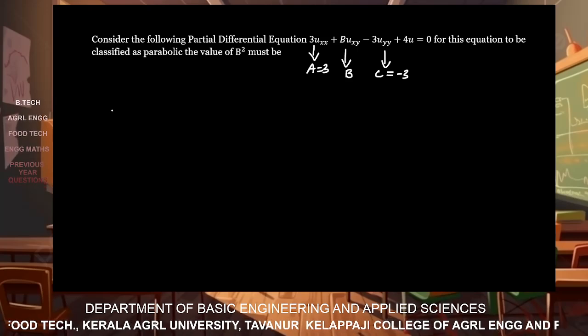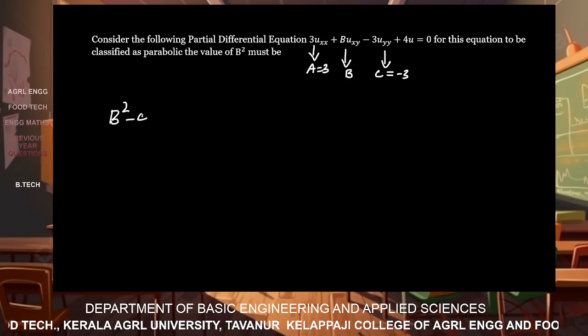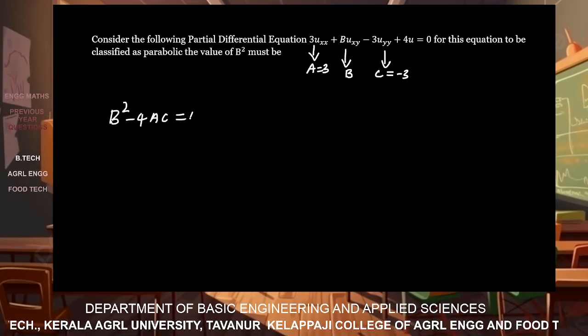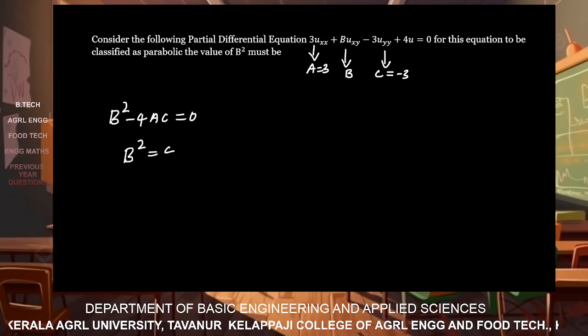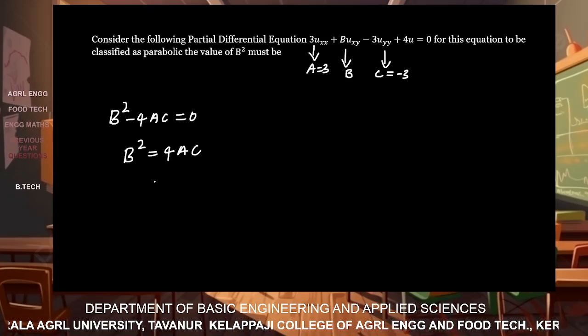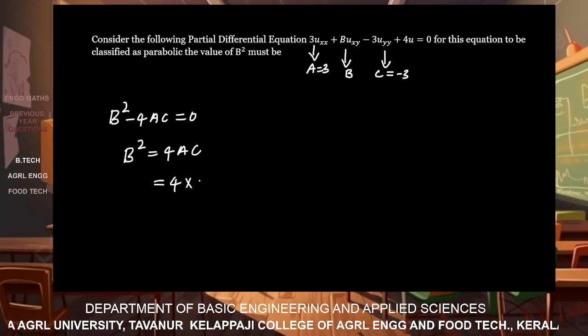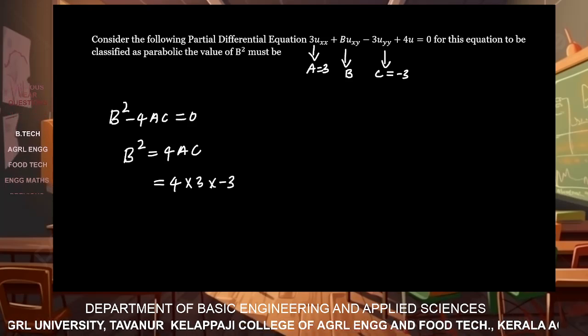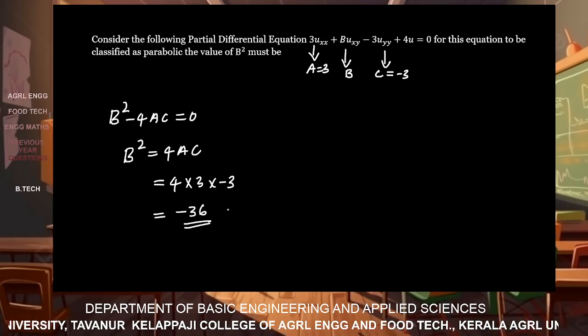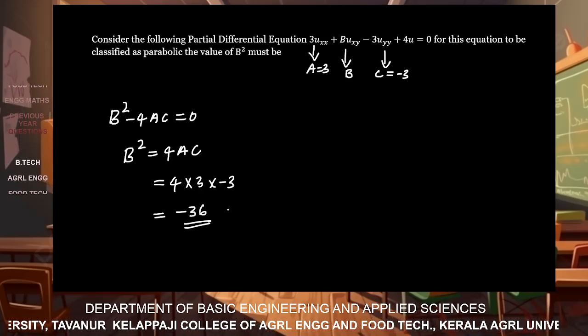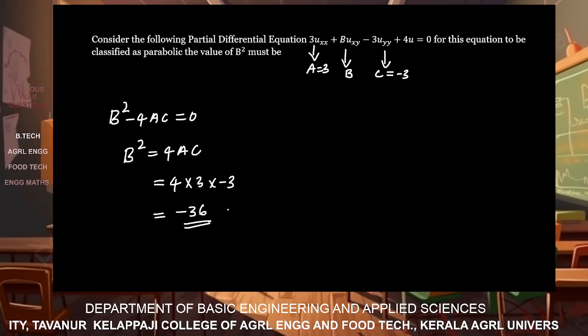So to get it parabolic, we have b square minus 4ac should be equal to 0. We don't know what b square is. So b square should be equal to 4ac, and 4 into a, 3, into c, minus 3. So it is minus 36. B square should be minus 36. 4 into 3 into minus 3.